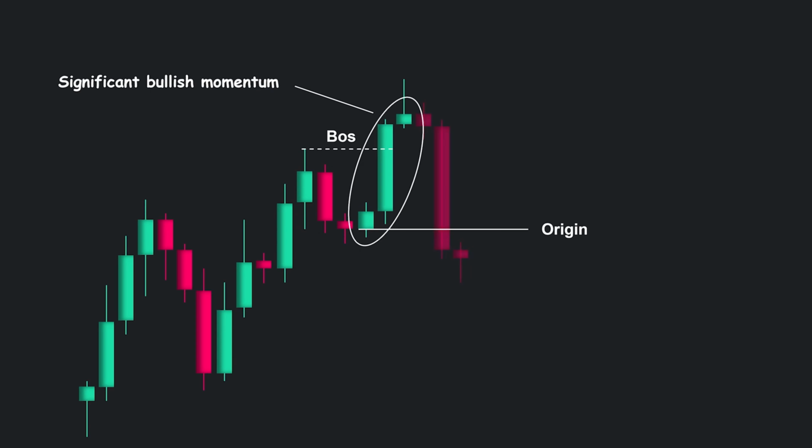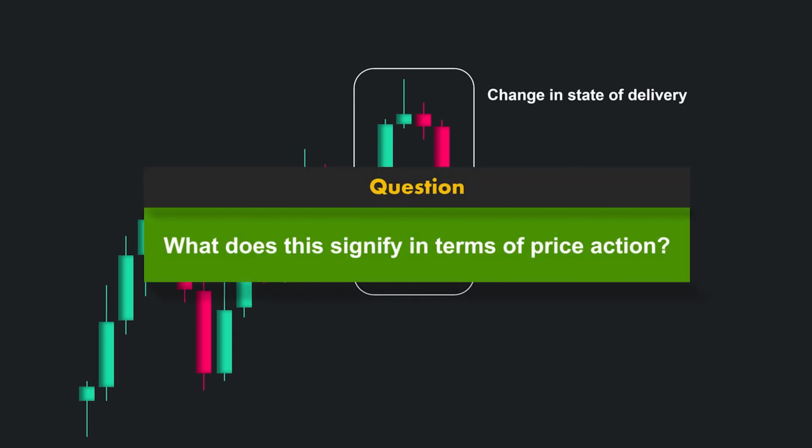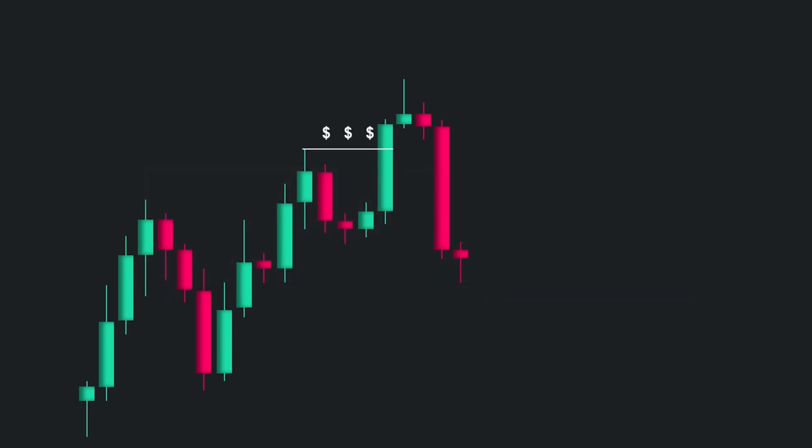However, if the price suddenly drops and closes below the demand area, showing a sudden reversal of bullish momentum, this condition is known as a change in the state of delivery. So what does this signify in terms of price action? First, it indicates that the breakout was actually a fakeout, designed to target liquidity above this market structure level. Also, a break below the demand level reveals that buyers failed to support their long positions, and sellers have now taken control. This sudden shift in the market momentum signals a potential reversal to the downside.